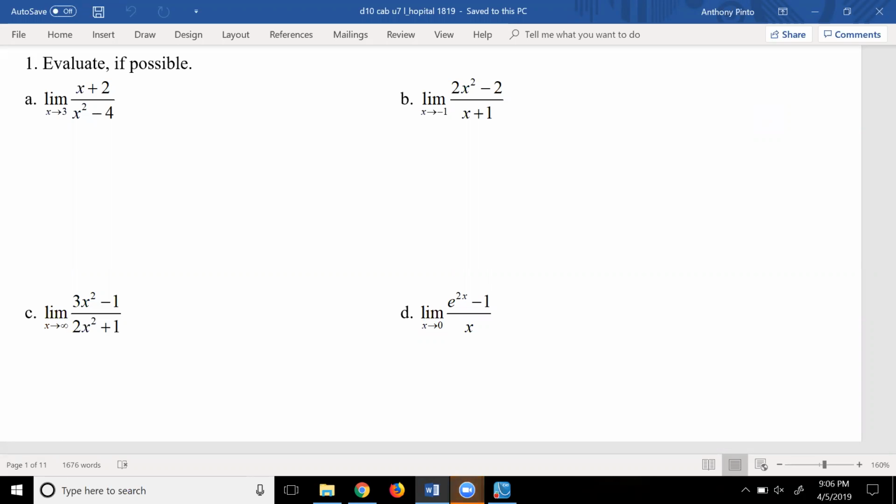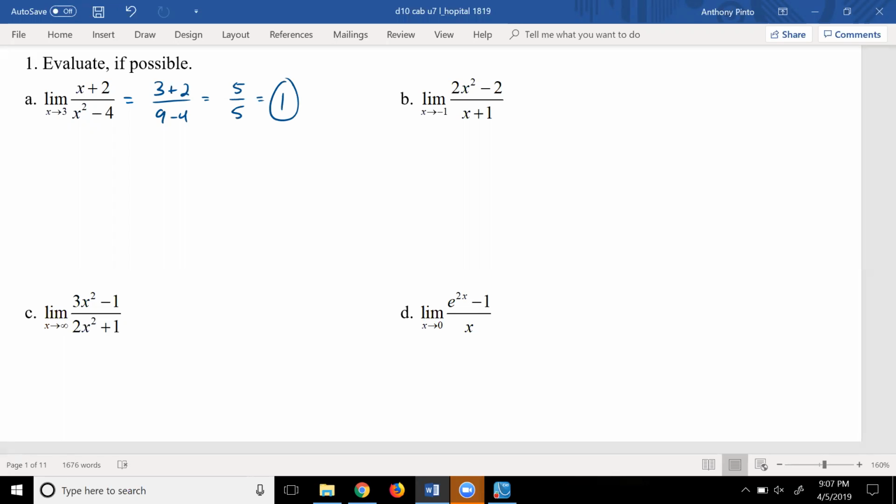I wanted to go over one topic while you're away. It's called L'Hopital's rule. And just as a quick review for limits, you'll see in 1a, we're taking the limit as x goes to 3 of x plus 2 over x squared minus 4. So for some limits like this one, all you need to do is plug in the value that x goes to. So here we have 3 plus 2 over 9 minus 4, and our answer is 5 over 5, or 1. Those are the nice limits. Those ones, they work out really well.